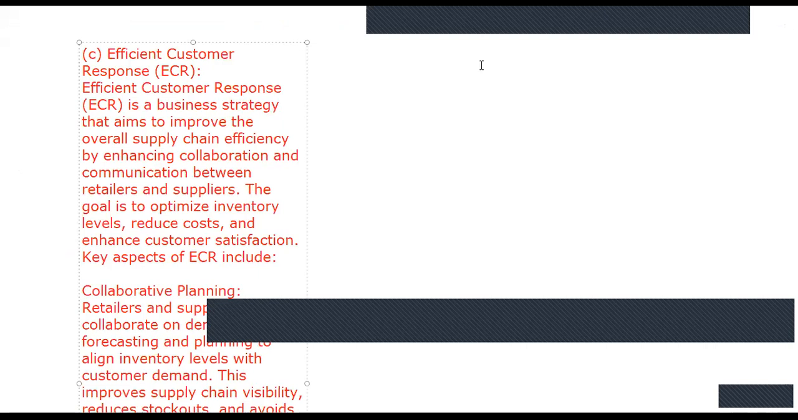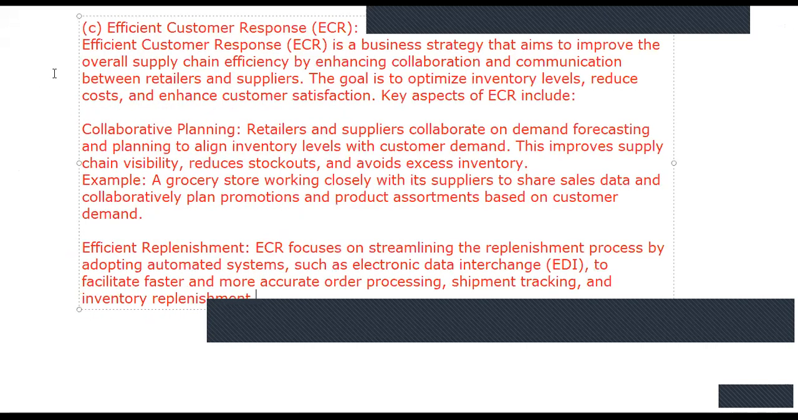Efficient consumer response is simply a business strategy that aims to improve overall supply chain efficiency by enhancing collaboration and communication between the retailers and the suppliers. So the goal of ECR is mainly to optimize inventory levels, reduce the cost, and also enhance customer satisfaction using the key aspects of the ECR.